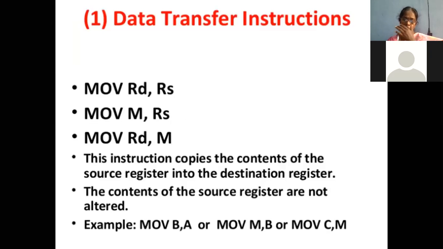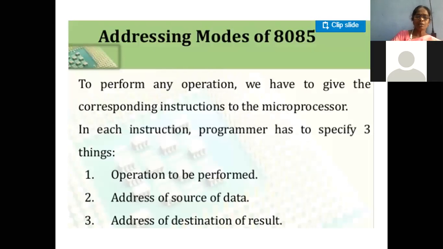And then addressing modes. Okay, so you might have studied addressing modes, is it right? Yes, ma'am, we might have studied in the MIPS processor. So to perform any operation, we have to give corresponding instructions to the microprocessor. So in each instruction, the programmer has to specify three things, right? Operation to be performed, address of the data, address of the destination result.